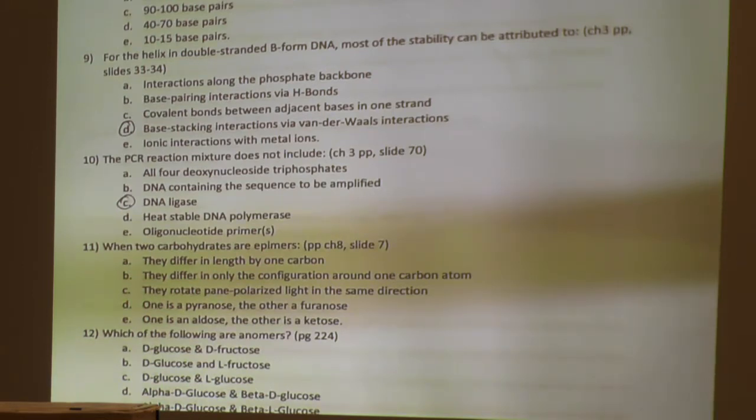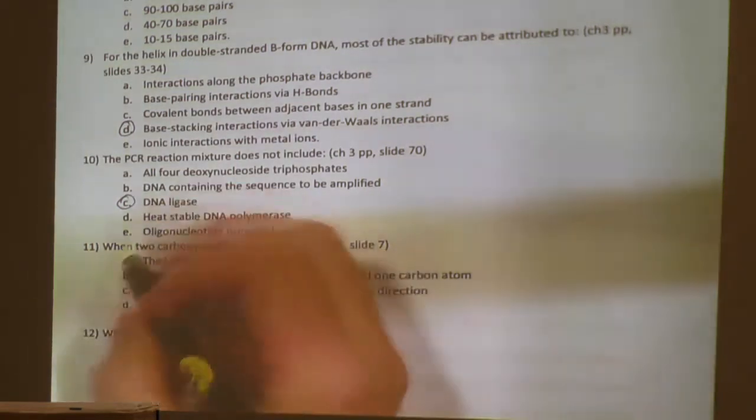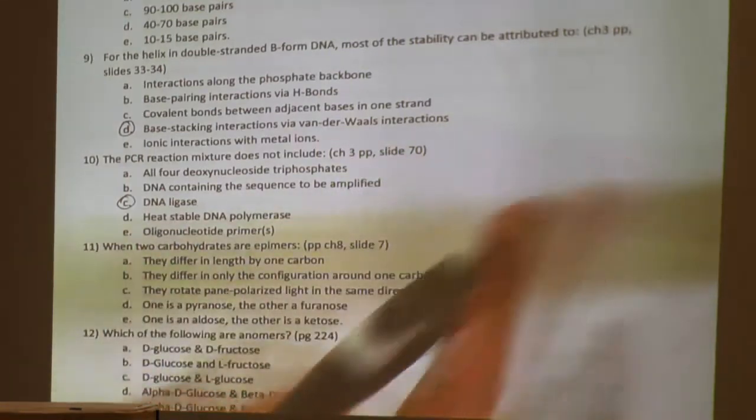So, when two carbohydrates are epimers, what does that mean? B, okay. It is B. They differ in configuration only around one carbon atom.